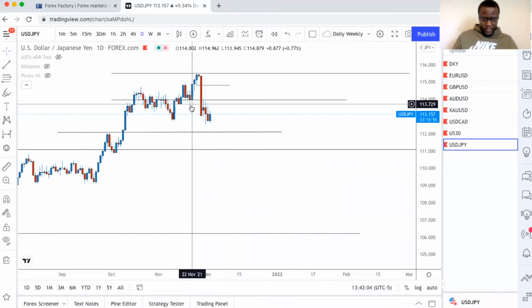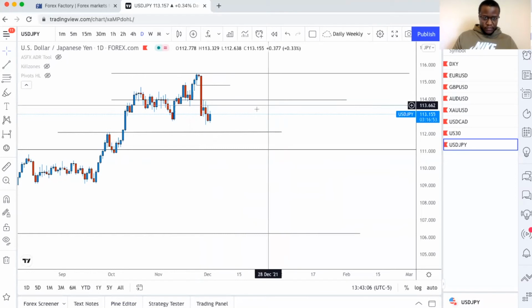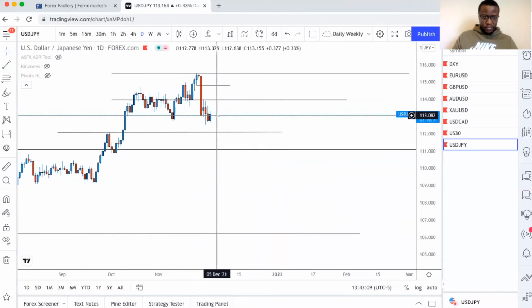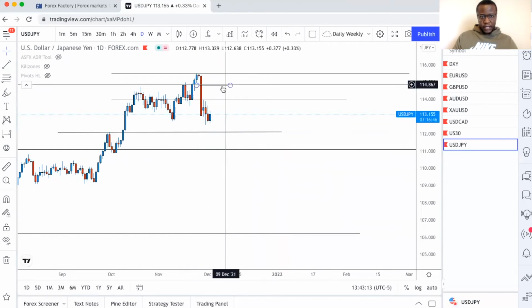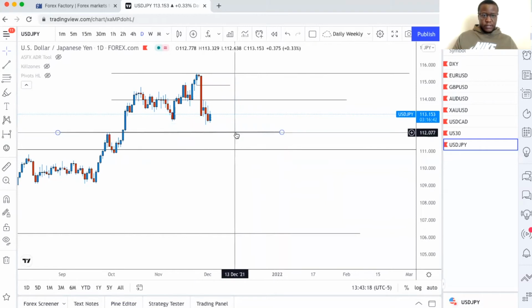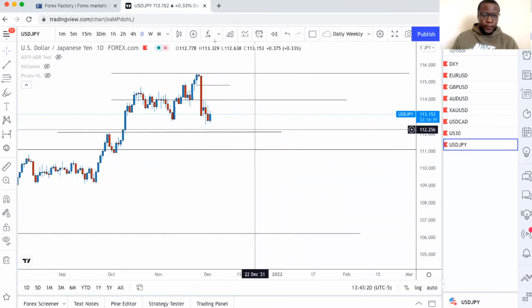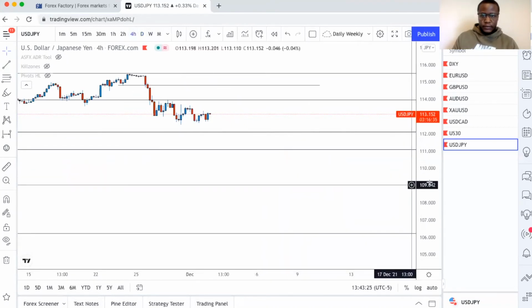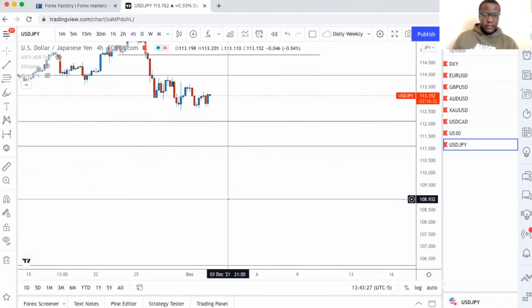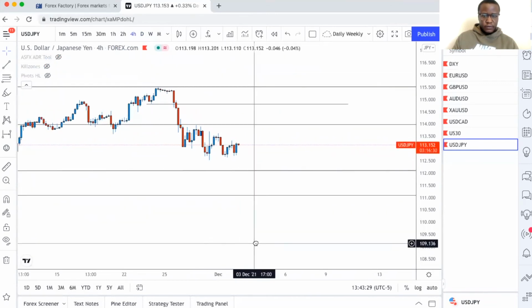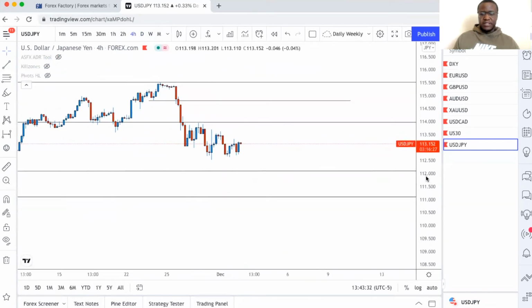So what is price likely going to do? It's either going to continue to drop down to this point, or it might come back up here and then come down. So we go to 4 hour, 4 hours in the range. Pretty much just showing you how I would approach this market right now.